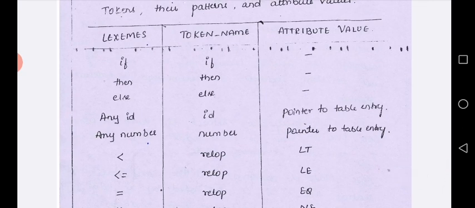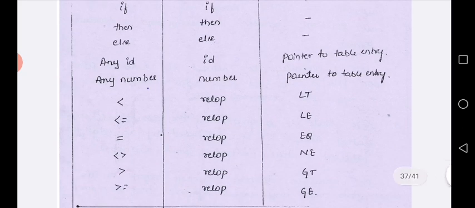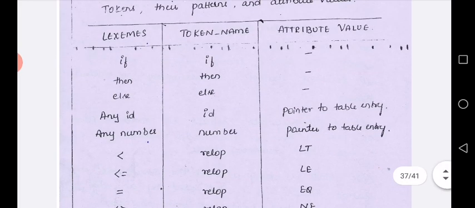And what should be the attribute value? A pointer to the table entry, where exactly it will be stored in the symbol table. That pointer location should be identified in the attribute value. Then any number should be identified as number itself. The attribute value is a pointer to the table entry, where exactly we are going to store that particular number. For that we use the attribute value.